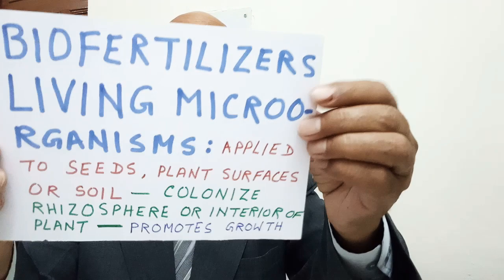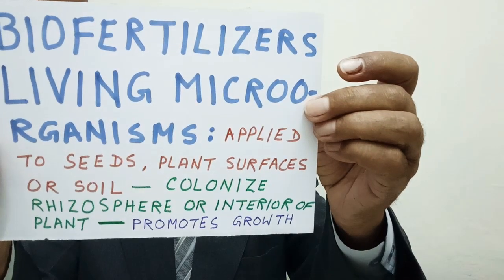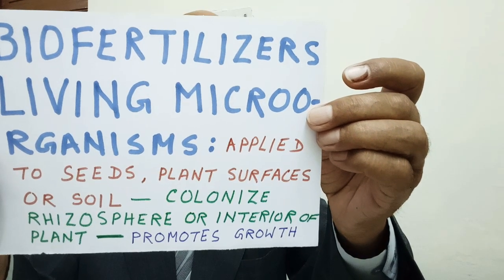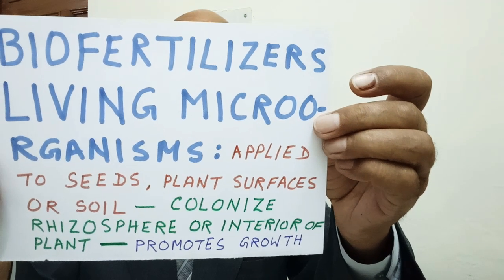What are biofertilizers? Living microorganisms applied to seeds, plant surfaces or soil, which colonize the rhizosphere or interior of the plant and promote growth. Rhizosphere is the soil in the vicinity of the roots. So these are the aspects of biofertilizers: they are living microorganisms.